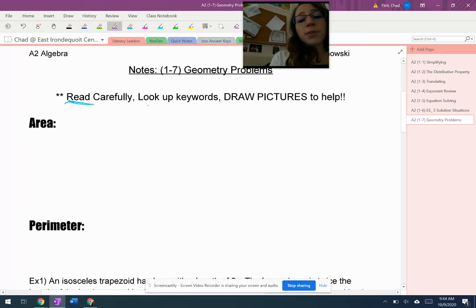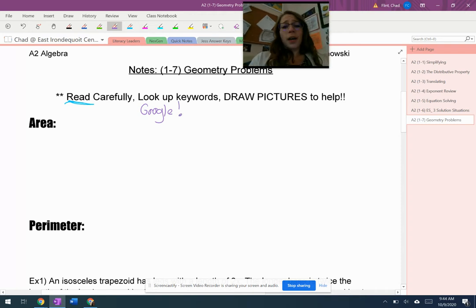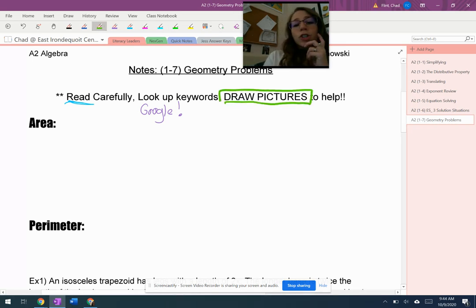You have a fabulous tool and you can Google things. If you don't know what they mean, Google them. Like the word dimensions. If you're not sure what dimensions mean, Google it. And last but not least, the most important thing is to draw pictures. If the problem is talking about a rectangle, you should draw a rectangle. If the problem is talking about a triangle, you should draw a triangle. Best advice I could give you.